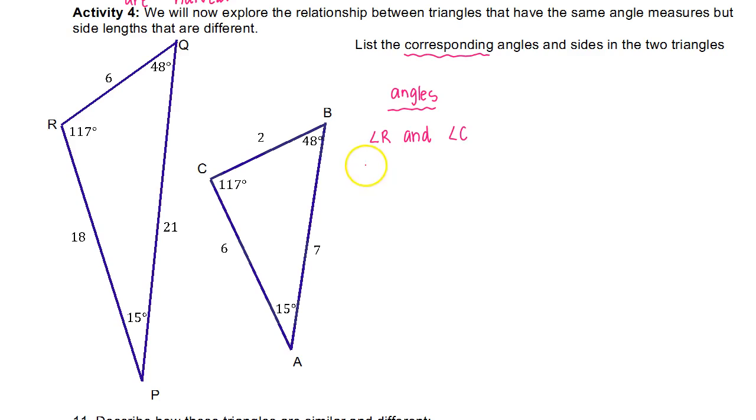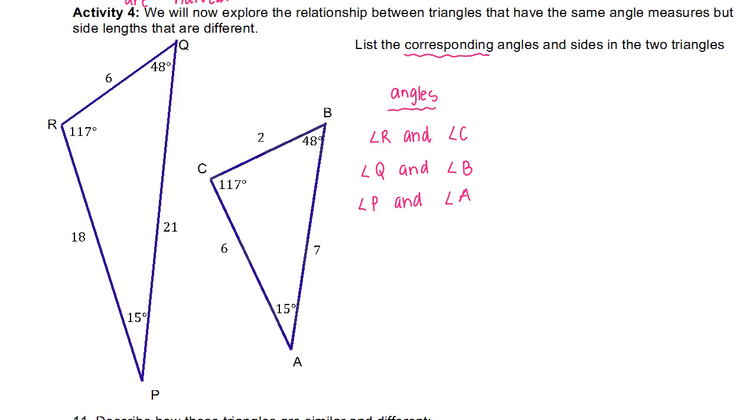I can see that angle Q in the first triangle and angle B in the second triangle are corresponding angles because they both have a measure of 48 degrees. And last, I can see that angle P in the first triangle and angle A in the second triangle both have measures of 15 degrees, so they are corresponding angles.